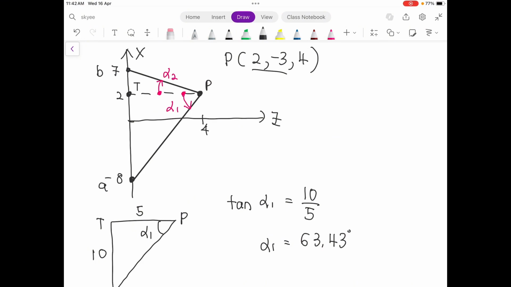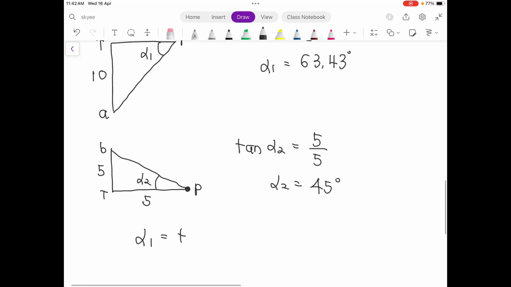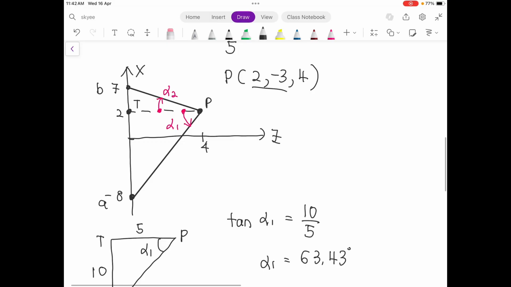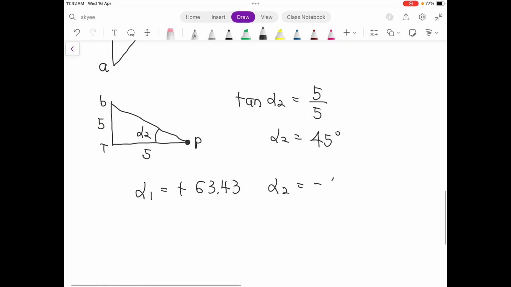Now let's look at the rotations of the angle. Alpha 1 is anti-clockwise, so it will be positive 63.43. Whereas alpha 2 is in the clockwise direction, so it will be negative, so it's negative 45.